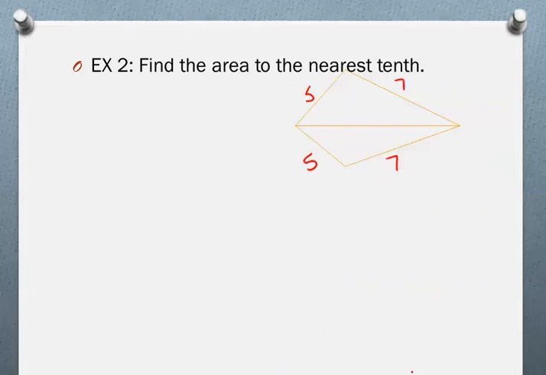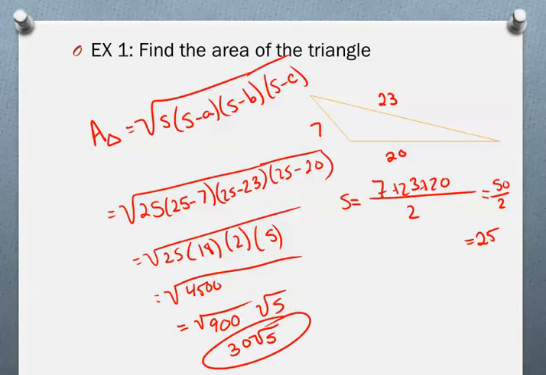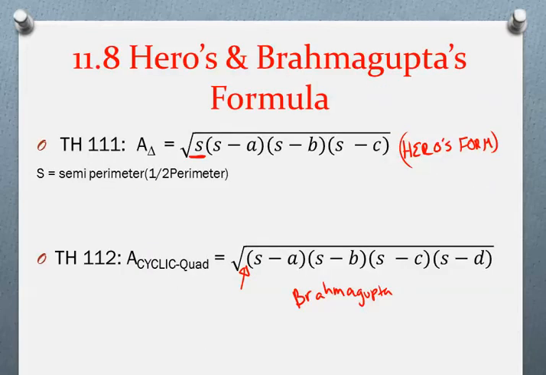And our last example. Find the area to the nearest tenth. I should probably make a quick note about the previous formulas that we used. You'll notice, or probably notice, that right here it says cyclic quadrilateral. Basically, that means it can be a quadrilateral, but it needs to be able to fit inside a circle. So you cannot just apply this formula to any quadrilateral.